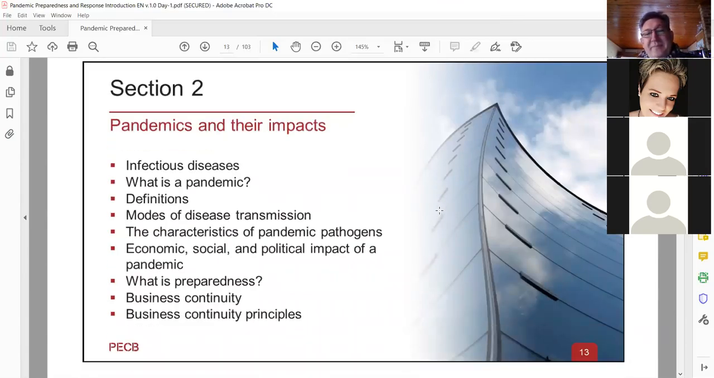Section two is speaking about pandemics and their impacts. So we're going to look here at firstly, infectious diseases. What is a pandemic? Definitions, modes of disease transmission, the characteristics of pandemic pathogens, economic, social, and political impact of the pandemic, and what is preparedness, business continuity, and business continuity principles. So section two is actually a mouthful.